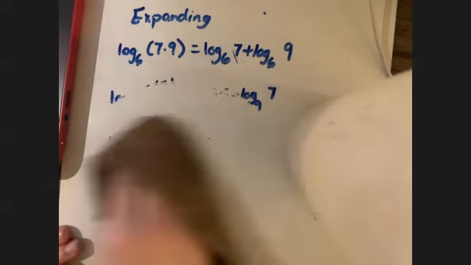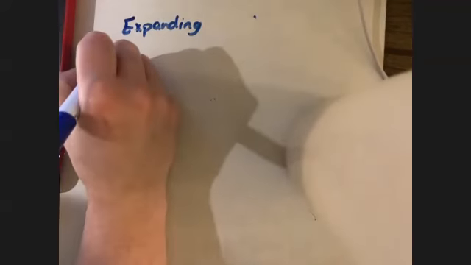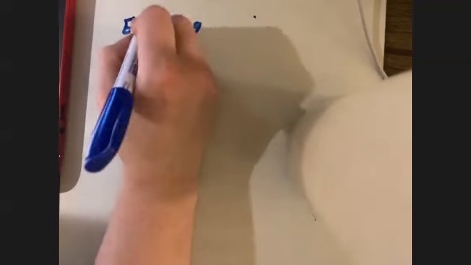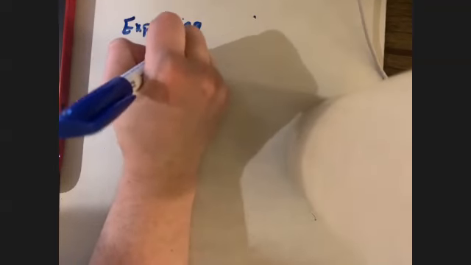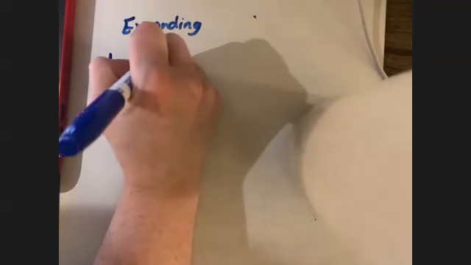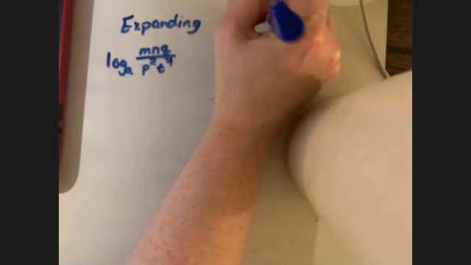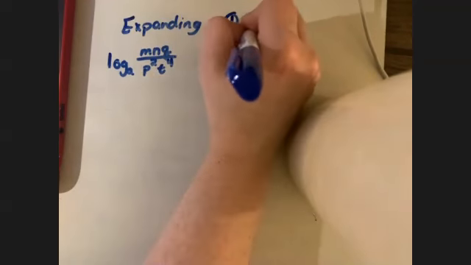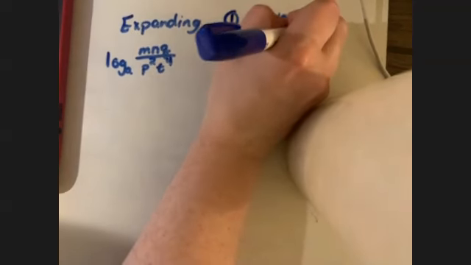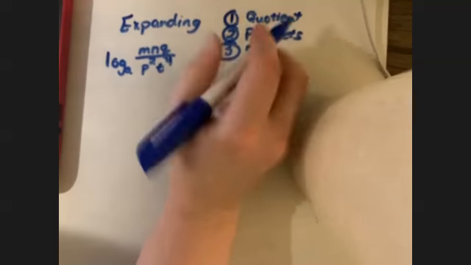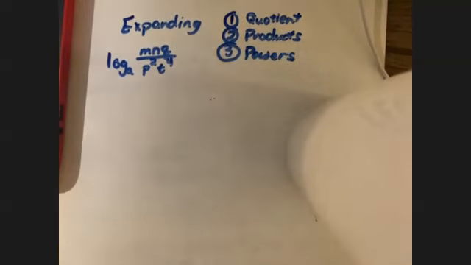So now we're gonna swing for the fences. They don't hold back anything when they do this first one. So I've got log base A of MNQ over P squared T to the 4th. Now, when we're expanding, the general rule that we follow, not every time, but the general rule, is we're going to do quotients first, then we're going to look for products, and then we're going to do powers. So that's the order that we're going to look at.